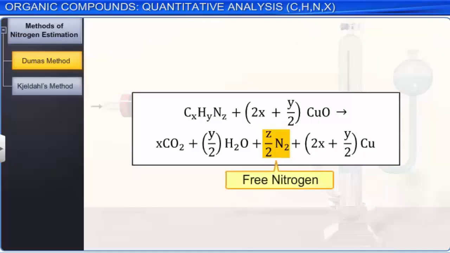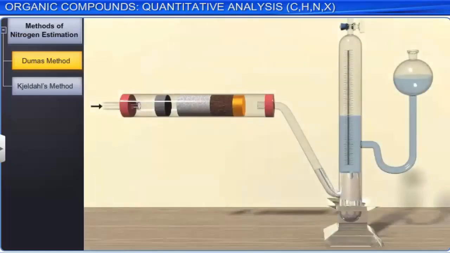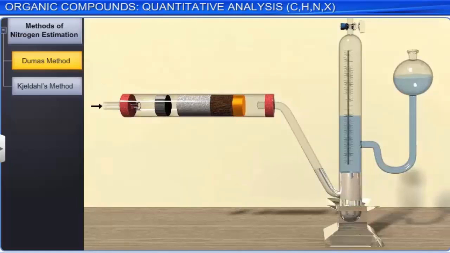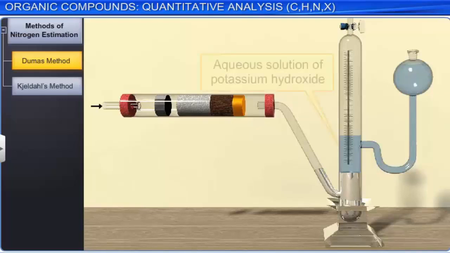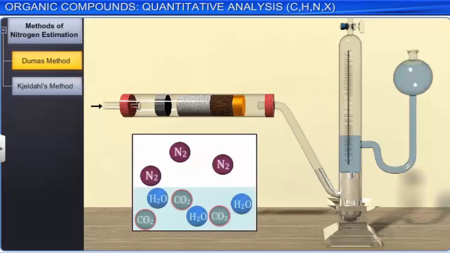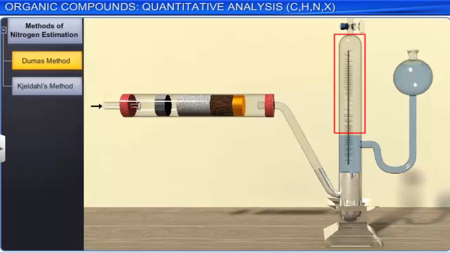A part of the nitrogen may get oxidized into oxides of nitrogen. When passed over a heated copper gauze, these oxides of nitrogen are reduced into free nitrogen again. The mixture produced, which contains carbon dioxide, water, and nitrogen, is collected over an aqueous solution of potassium hydroxide. This solution absorbs the carbon dioxide gas from the mixture, leaving nitrogen behind. This nitrogen is collected in the upper part of the graduated tube. From the volume of this nitrogen collected, the percentage of nitrogen in the compound is calculated.